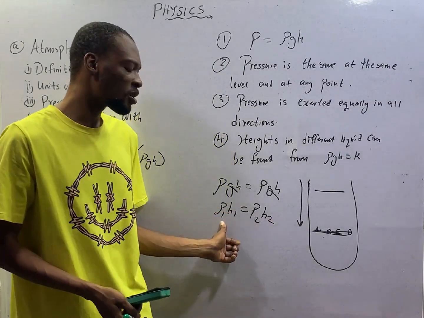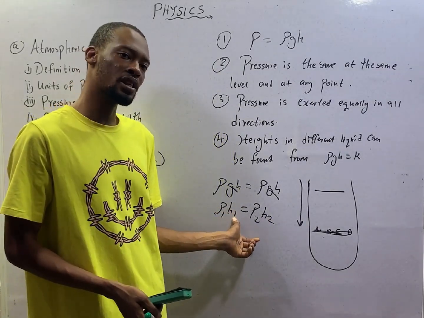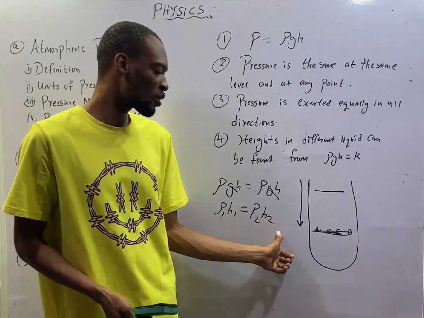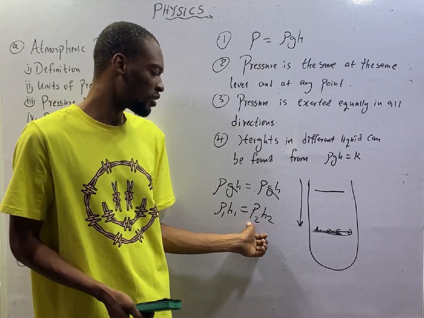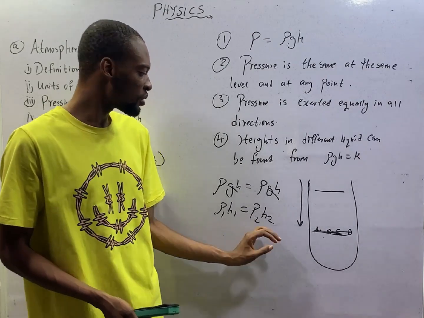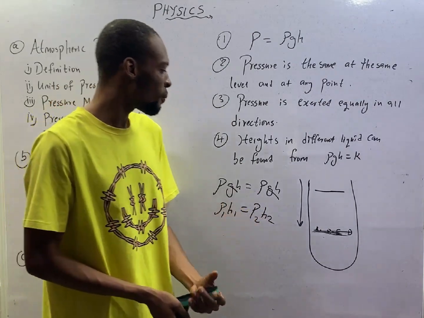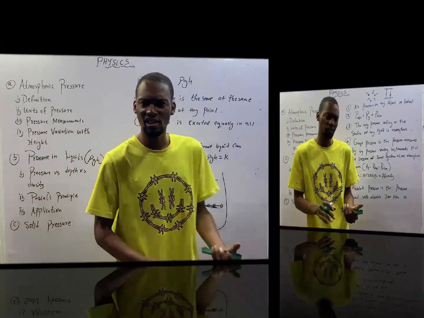If you know the density of the first one, the height of the first one, and the height of the second one, you can look for the density of the second liquid. So this is a formula for comparing pressure in different liquids.